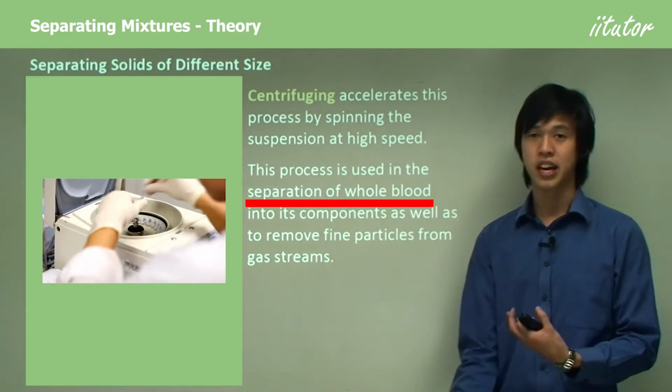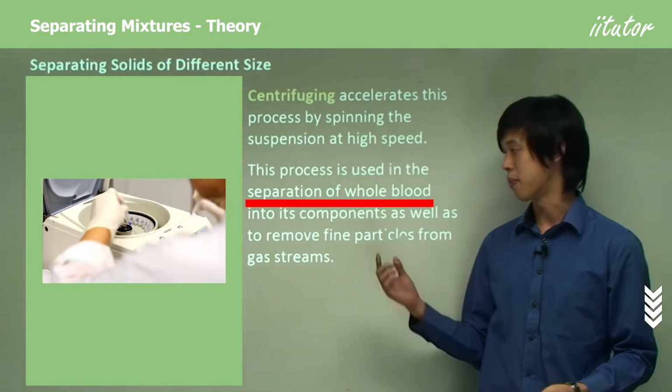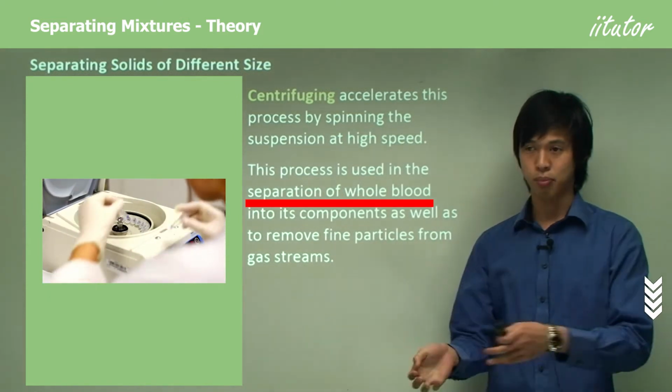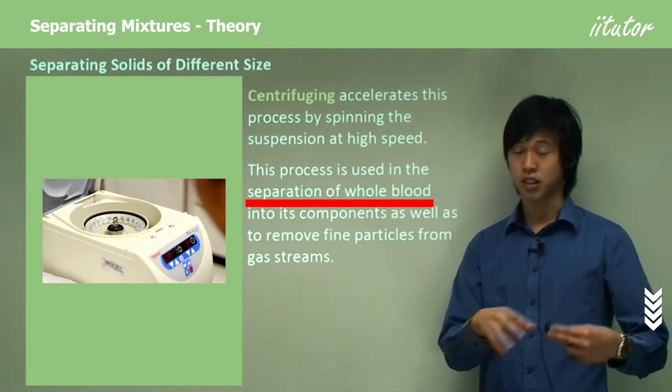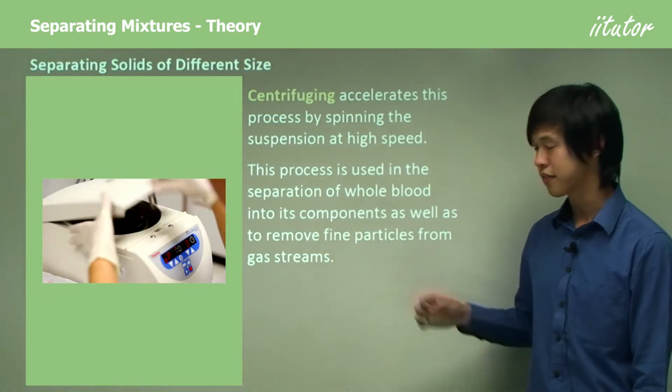So when you go and donate blood, they take out the blood and sometimes they'll separate it into parts. So they'll separate it into blood cells and different proteins and things. You can use each of those parts instead of having to use whole blood. It's also used to remove fine particles from gas streams.